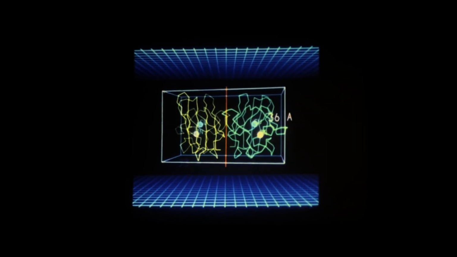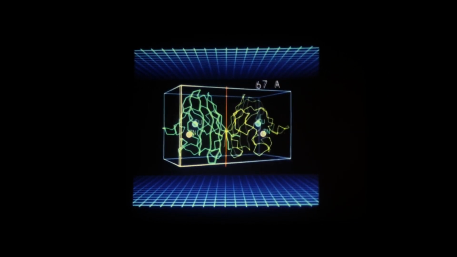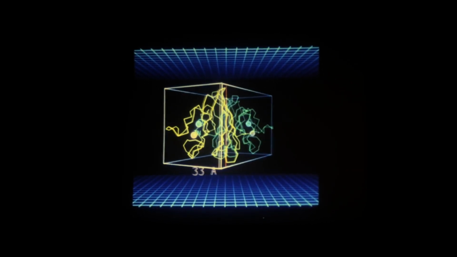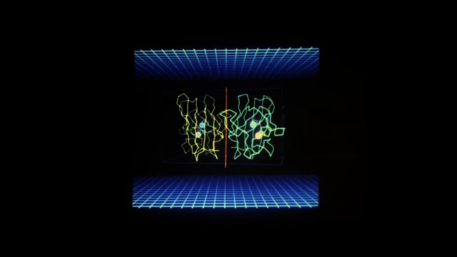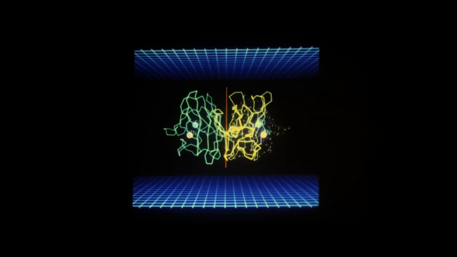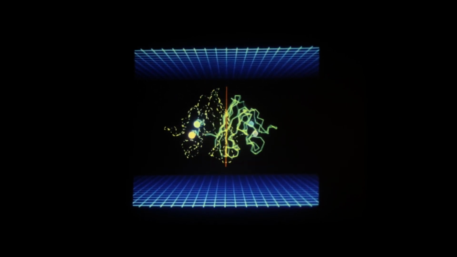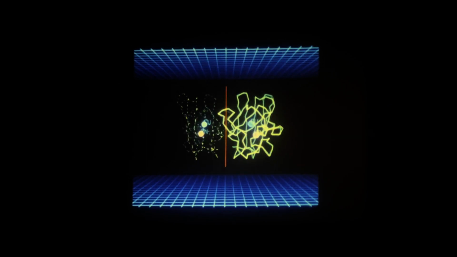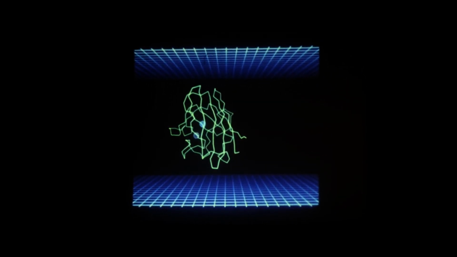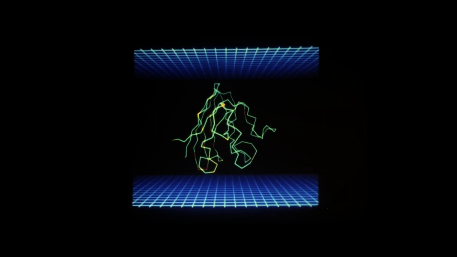Superoxide dismutase is a dimeric molecule having two identical subunits of 151 amino acids, or 2,200 atoms. The two subunits are related by a twofold symmetry axis shown as a vertical red line on the screen. Each subunit contains two metal ions, a copper and a zinc, which are shown as spheres, along with the alpha carbon trace of one subunit.